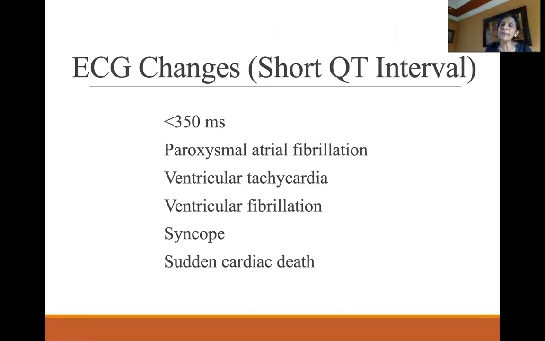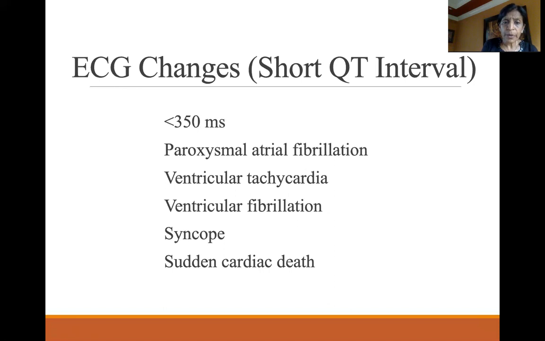Good. So normal QT interval is about 350 milliseconds, correct? So short QT interval has to be less than 350 milliseconds. So what causes that is where you're talking about paroxysmal atrial fibrillation. Okay, so short QT interval. Here, in atrial fibrillation, it could be long, it could be short, so all kinds of variations are possible. Ventricular tachycardia is definitely where you would see short QT interval. In other words, here the heart rate is greater than normal, okay?